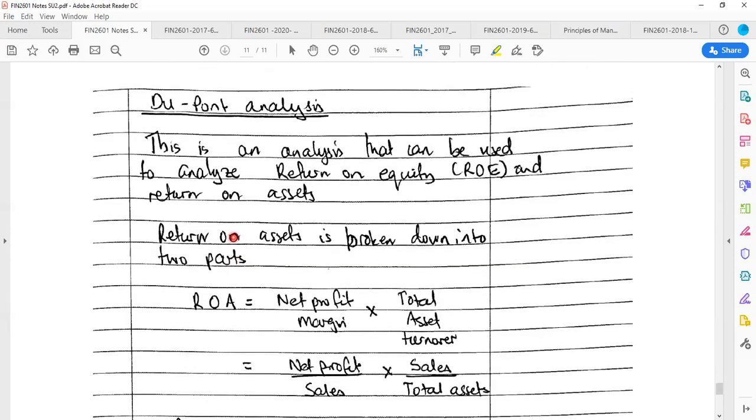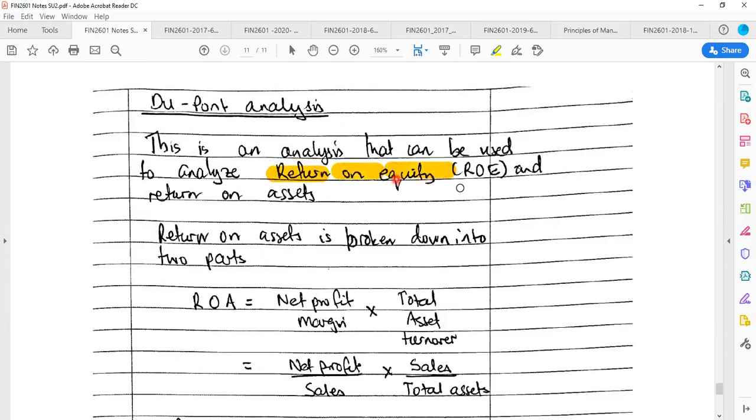Right, so the last thing you need to know in study unit 2, financial statement analysis, is what we call the DuPont analysis. Big questions with a lot of marks have come before in section B on this, so it's important to note. This DuPont analysis is simply an analysis that can be used to analyze return on equity.